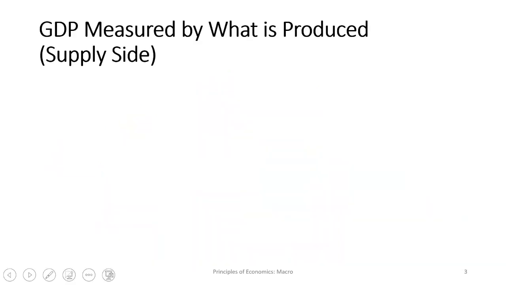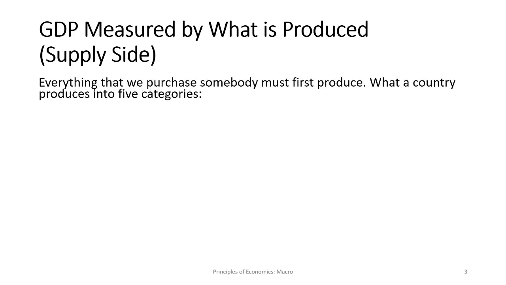So let's first look at GDP measured by what is produced, that is the supply side. Everything that you purchase, that you consume, needs to be produced, right? And we measured GDP from the purchase or consumption side in the last lecture. So GDP can also be measured by what is produced, and in macroeconomics we divide what is produced into 5 broad categories.